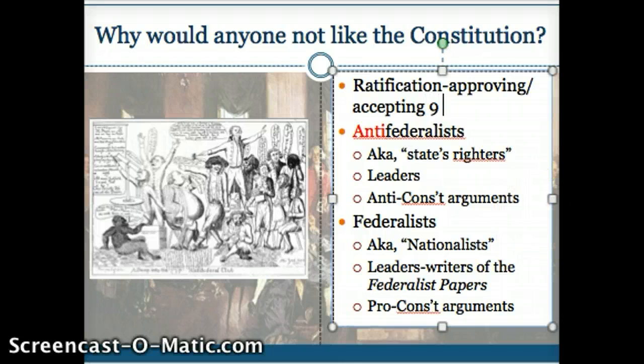By the way, it took 9 of the 13 states to ratify the Constitution. So these Federalist Papers circulated in the states that were on the fence about whether or not they were going to approve the Constitution. Their pro-Constitution arguments are as follows.